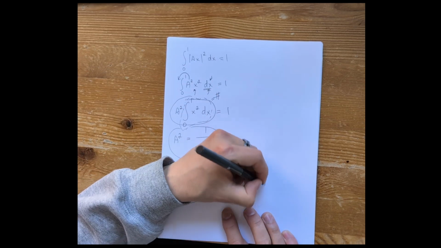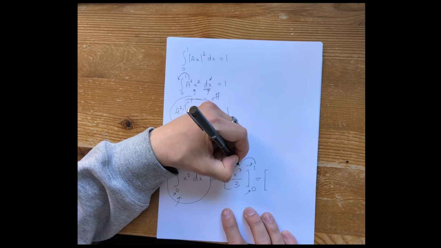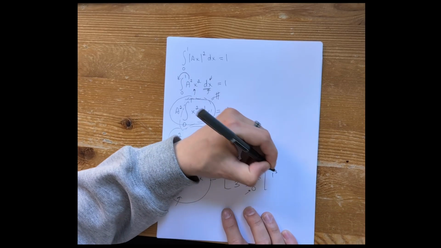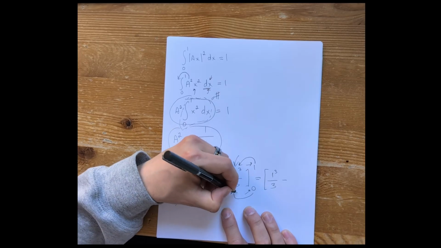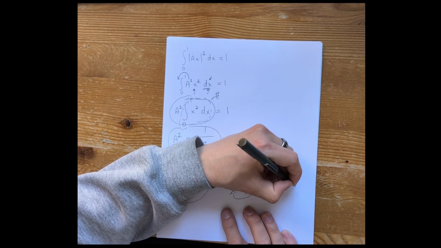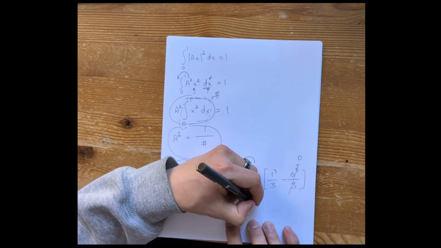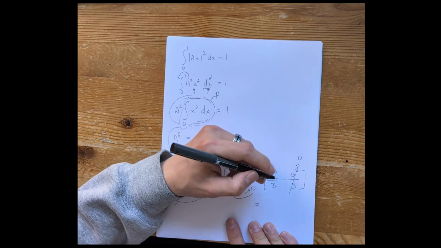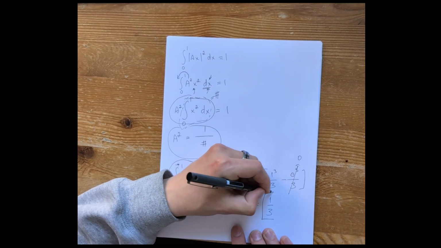Here, what we do is we put another bracket, and then we basically plug in this 1 wherever we see an x. So we put 1 cubed over 3, then we put a minus sign, and then we plug in this 0 wherever we see an x. So 0 cubed, then we put a 3 here. 0 divided by 3 equals 0. So this entire thing is equal to 1 cubed, which is 1 over 3. So this entire integral equals 1 over 3.